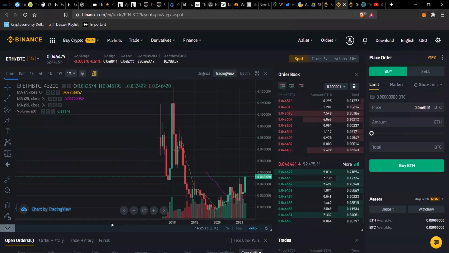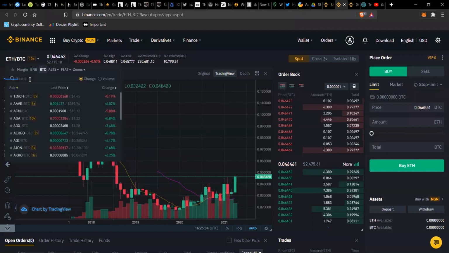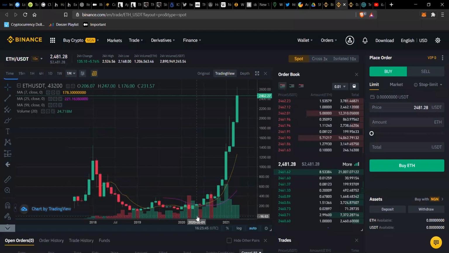Now don't forget, this is Ethereum trading against Bitcoin. This is ETH trading against BTC. So this is not really the dollar value of ETH. If you want to know how ETH alone has performed over this period, you have to check ETH traded against USDT. If you check ETH traded against USDT, you can now see how Ethereum has done. This is a more encouraging chart. You can now see how Ethereum has performed monthly, over a certain period of time. It just lets you know what's up.